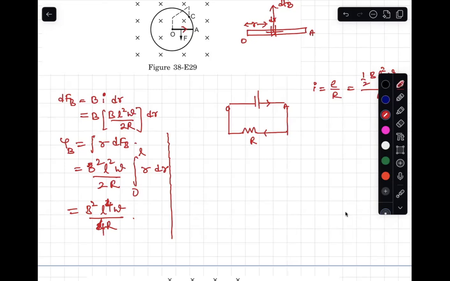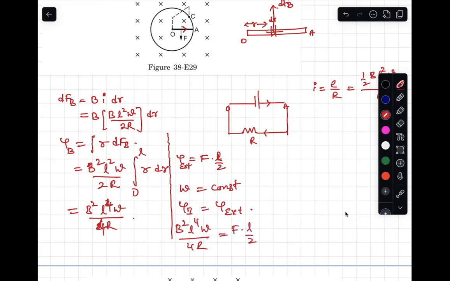What is the torque of this force? Simply F into L by 2, the external torque. For omega to be constant, what is the condition? Net torque must be 0. So tau_B is the same as tau external. So B square L to the power 4 omega by 4R is F into L by 2. So from this you can give me the value of F. Any doubts in this? So F is B square L cube omega by 2R.